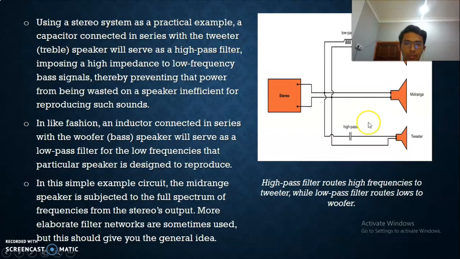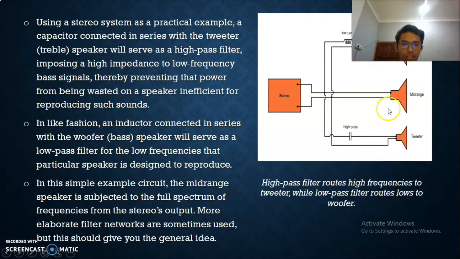This is an example that we can see in headphones or earphones. Using a stereo system as a practical example, a capacitor connected in series with a tweeter treble speaker will serve as a high-pass filter, imposing a high impedance to low frequency signals, thereby preventing that power from being wasted on a speaker inefficient for reproducing such sounds. In like fashion, an inductor connected in series with a woofer speaker will serve as a low-pass filter for the low frequencies that particular speaker is designed to produce.